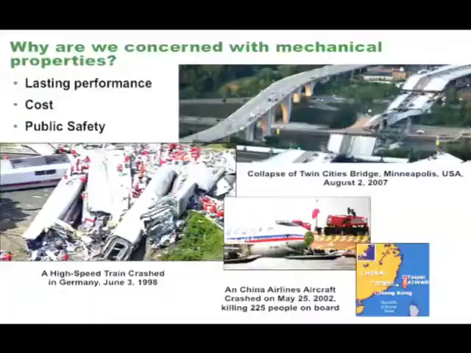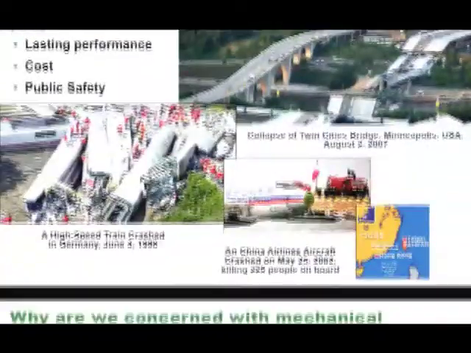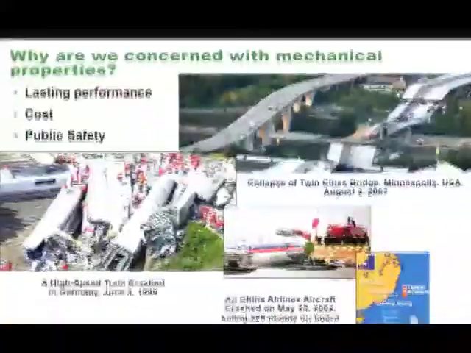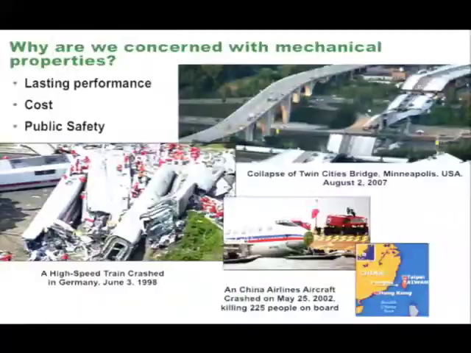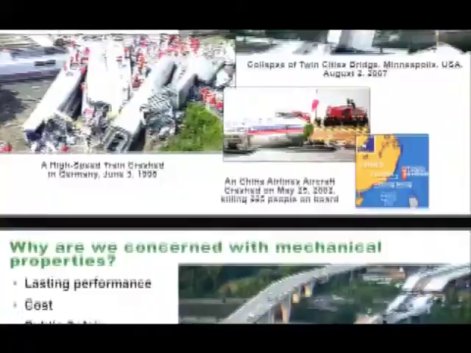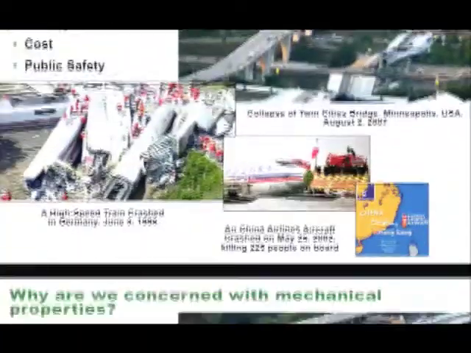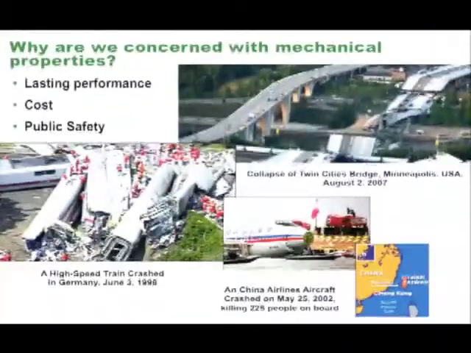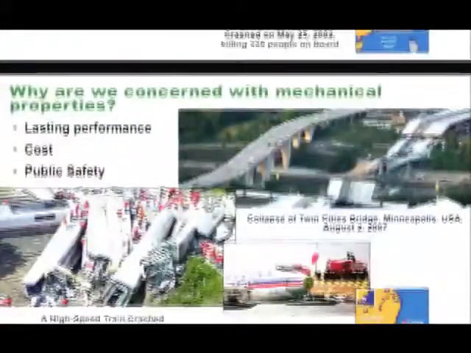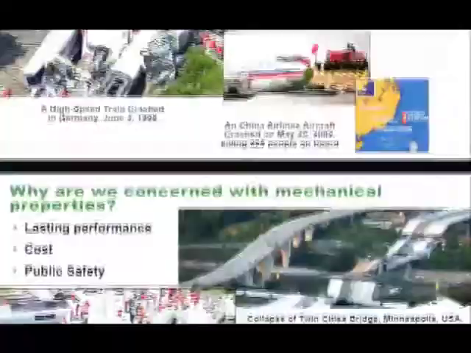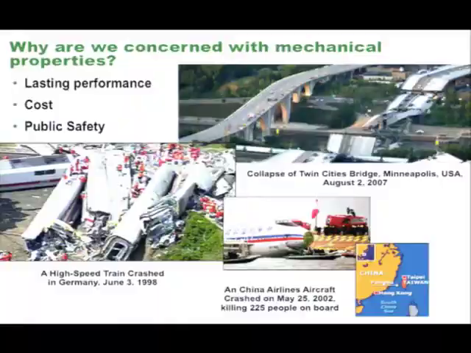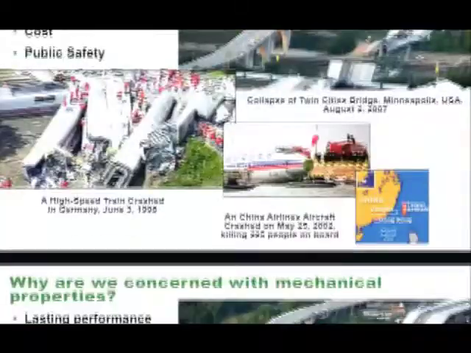Of course, I listed these disaster pictures not to scare you, but just to point out that, for example, in August of 2007, this bridge in the Twin Cities in Minnesota collapsed. In '98, most of you are probably familiar with this one, it's an ICE train that crashed in Germany, in the northwestern part of Germany. And in 2002, there's an airplane that crashed in the strait between Taiwan and mainland China.